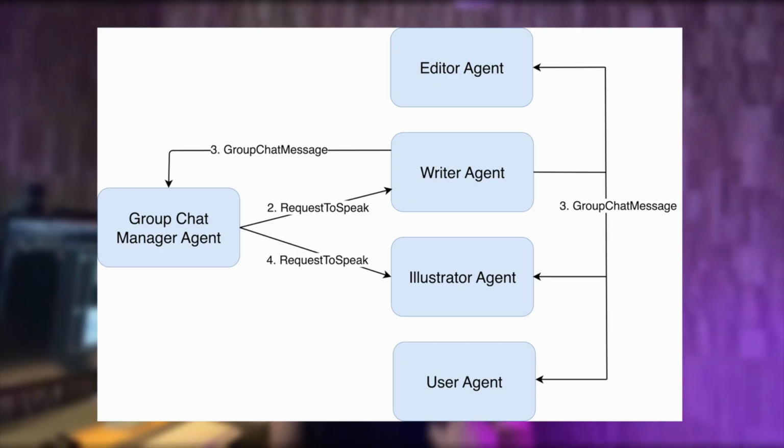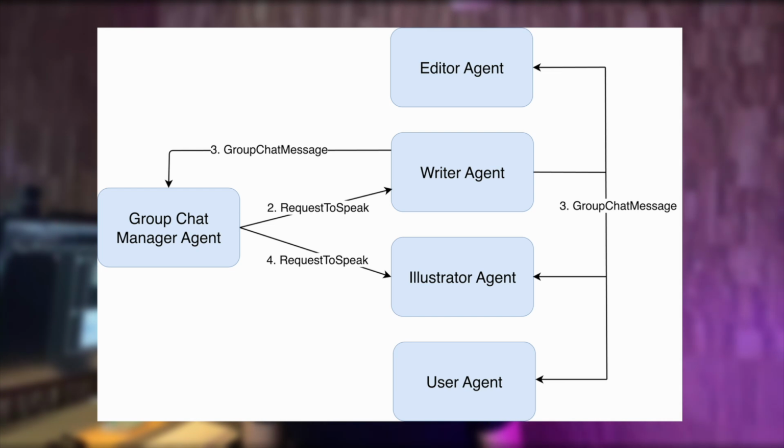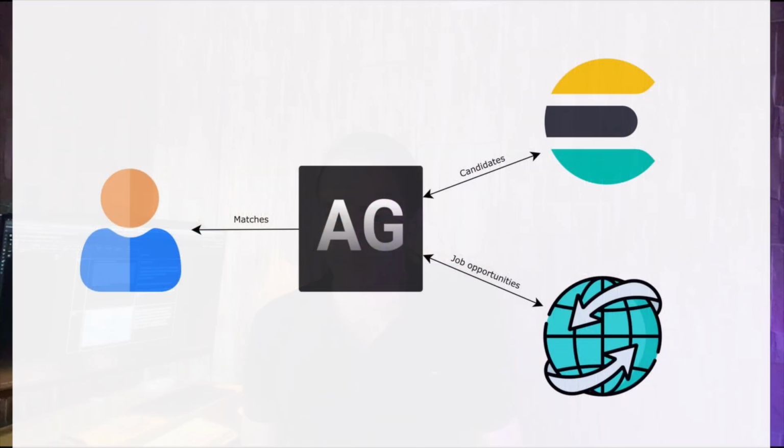Group chat is useful for dynamically decomposing a complex task into smaller ones that can be handled by specialized agents with well-defined roles. So, for this example, we'll create 5 agents with specific roles. To explain how it works, we'll build an application that uses agents to look for job opportunities on the internet, search candidate profiles in Elasticsearch, and then automatically match the candidates with the job opportunities in a suitable way. All those steps will be executed by the agents.